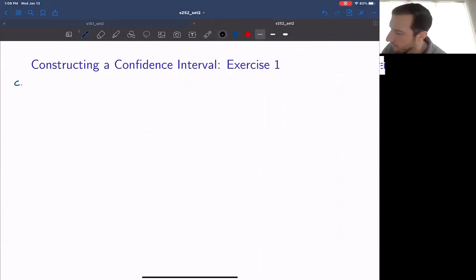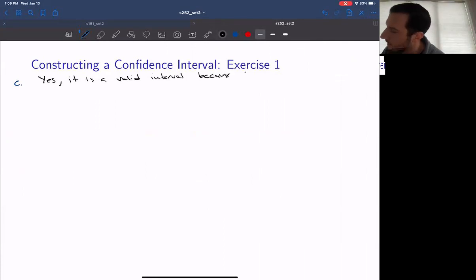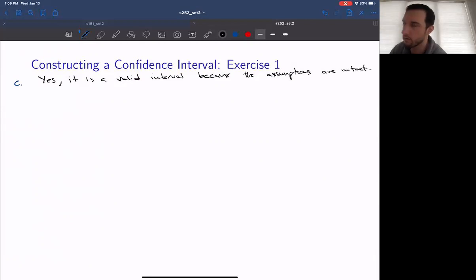is it valid? When we talk about validity, we're really just asking, did the assumptions of the interval hold? So yes, it is a valid interval because the assumptions are intact or hold.